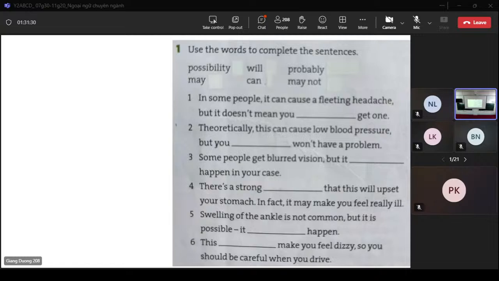Okay, now correction. Number one, in some cause fleeting headache. Fleeting headache means a headache that comes and goes quickly. Một cơn đau đầu thoáng qua, comes and goes quickly. Doesn't mean that you will.